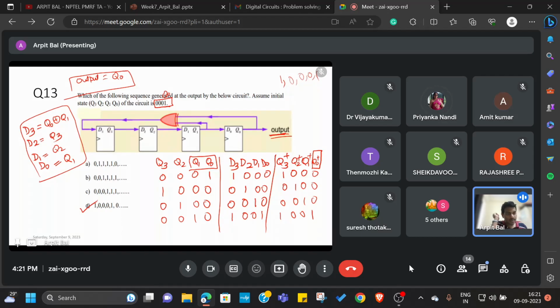Is there any doubt in this question? It is kind of similar to the previous questions, and here we just need to figure out what is going to be the output sequence, right?